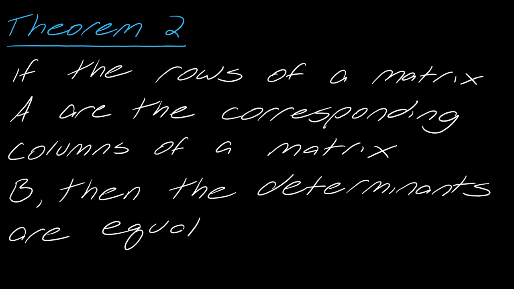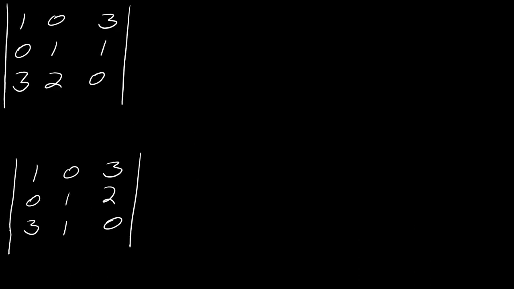Theorem 2: if the rows of a matrix A are the corresponding columns of a matrix B, then the determinants are going to be equal. To demonstrate this, here I've got my first matrix. It's a 3x3 matrix. Where would it be easiest to expand along? I would say either this row or this row. I'm going to expand along the middle row. The first entry is going to be equal to 0, and I don't have to worry about anything else with the submatrices because 0 times the minor will just equal 0.